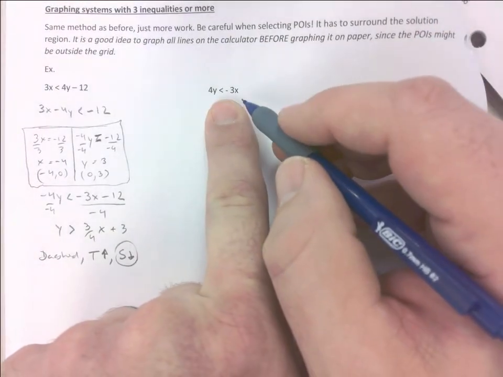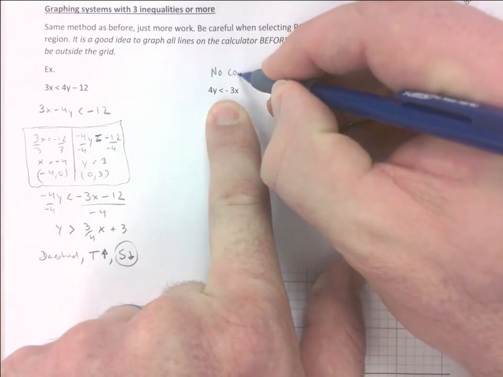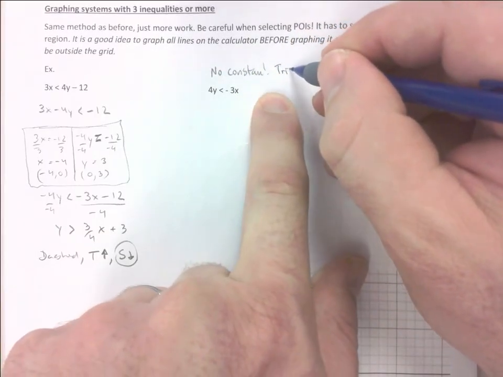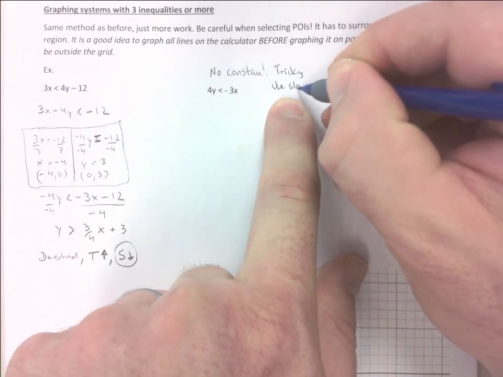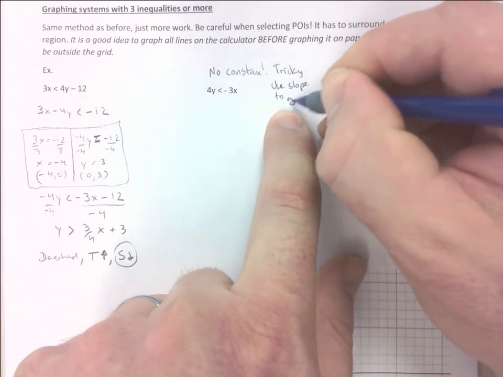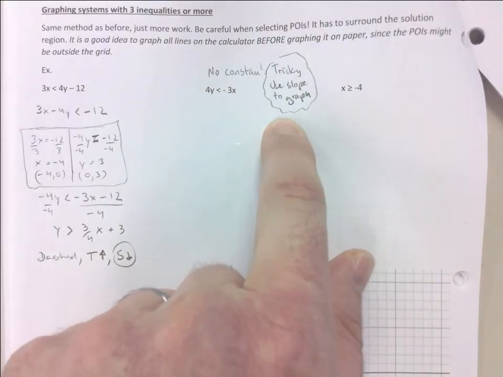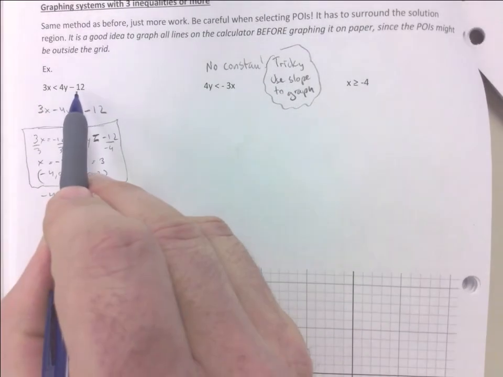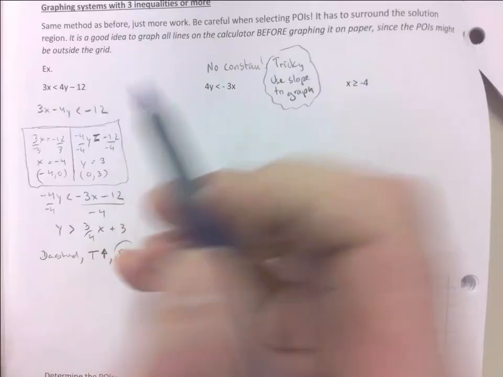This one, this is the tricky case. There's no constant. You've got to use slope to graph. And when I say no constant, I'm also kind of lying because the constant is 0. But what I mean is there's no negative 12 or 3, a non-zero number hanging around anywhere.